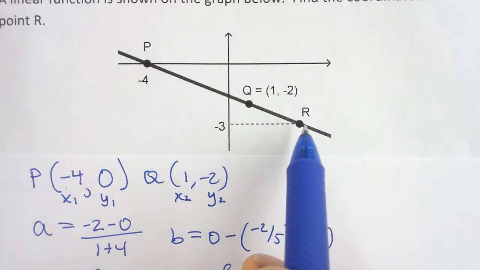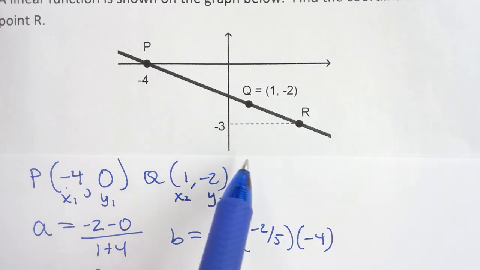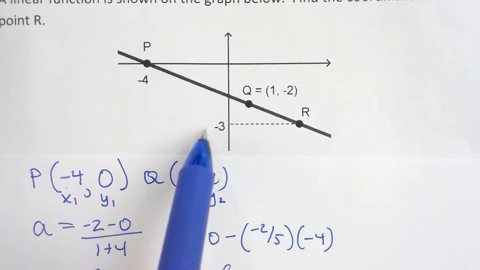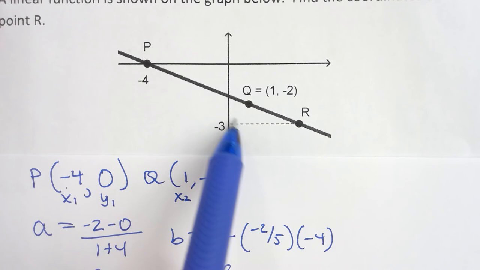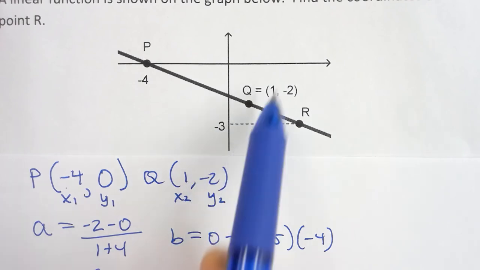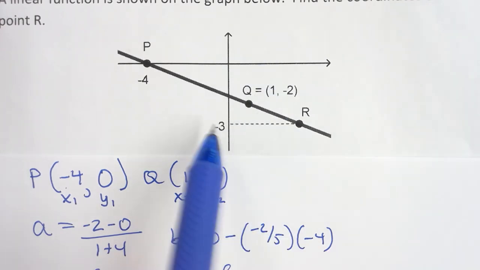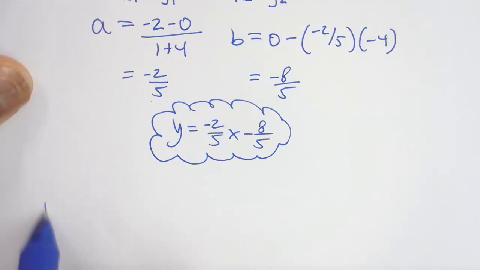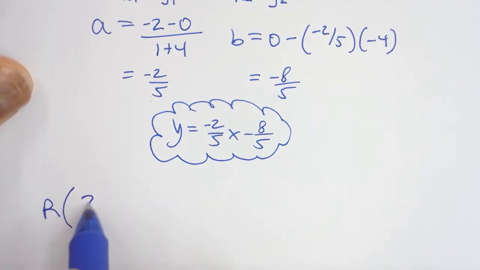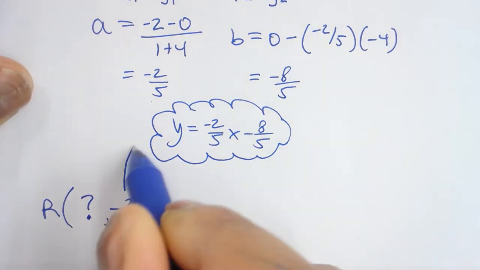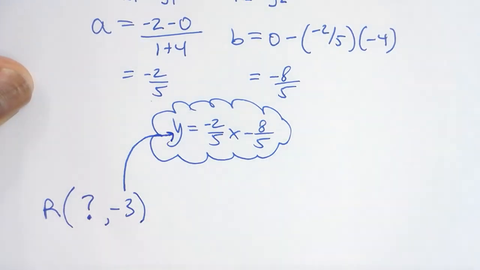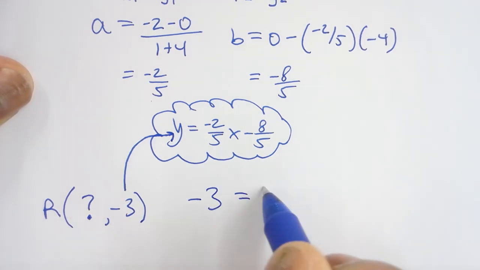We're trying to find the x-coordinate of point r because we're given the y-coordinate. You can see the negative 3 that's given to you right here. That's how low the y-point or the point r is. So that's the y-value. So basically, we're being told that point r has some unknown x, but the y-value is negative 3. So take the negative 3, put it into the rule where you see a y, and we'll calculate the x. So let's go ahead and do that.